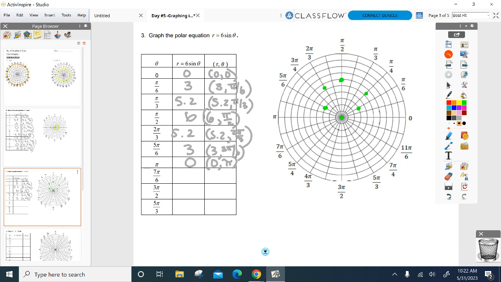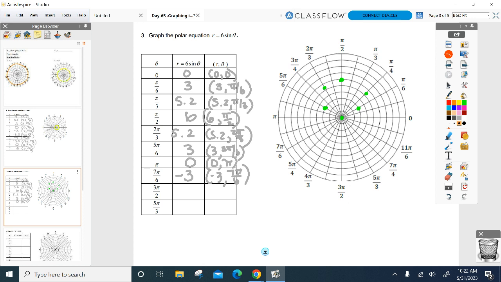So now I'm back at the pole again. All right, let's see what happens after pi. I get -3. So if I go to 7 pi over 6 and go on the opposite side 3 units, I graph that point again. So it looks like we're starting to repeat ourselves after pi.